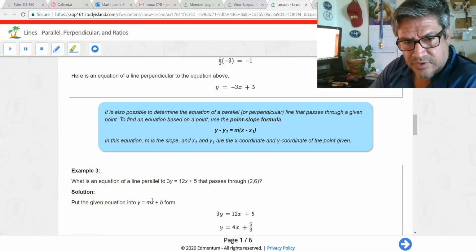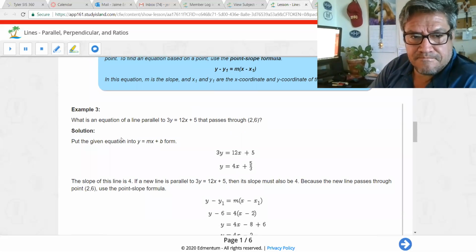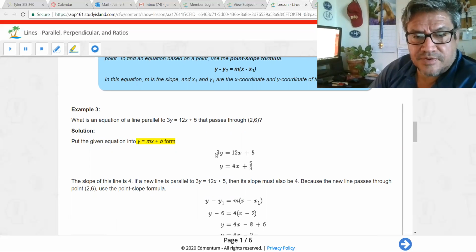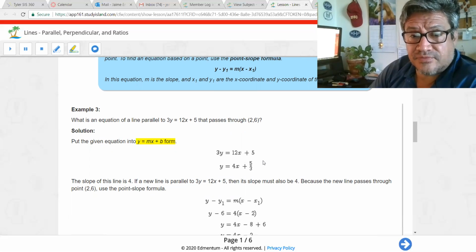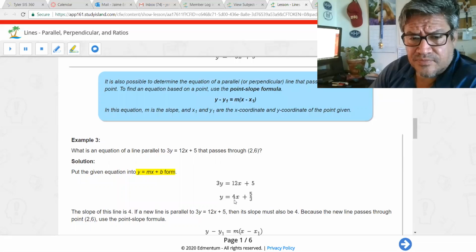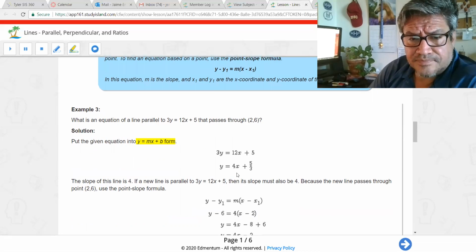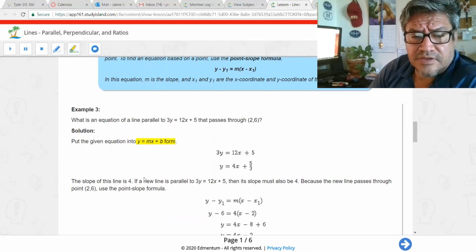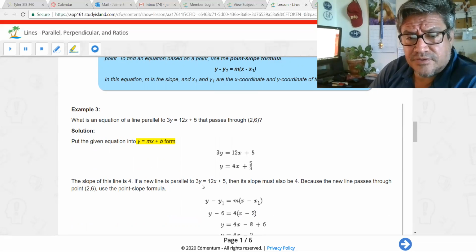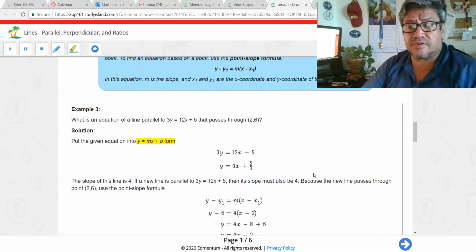So here we go. We're going to first put it into y equals mx plus b form. They wrote 3y equals 12x plus 5. They divide out the 3, and it becomes y equals 4x plus 5/3. So 4 is your slope. The slope of the line is 4. If a new line is parallel to 3y equals 12x plus 5, then its slope must also be 4. Can we agree on that?